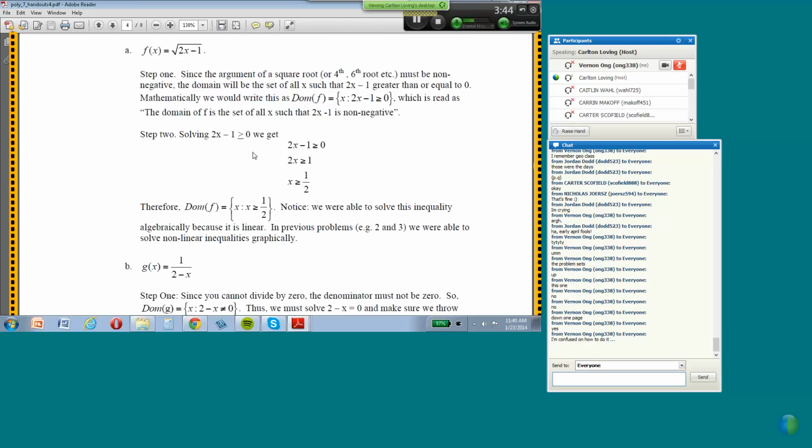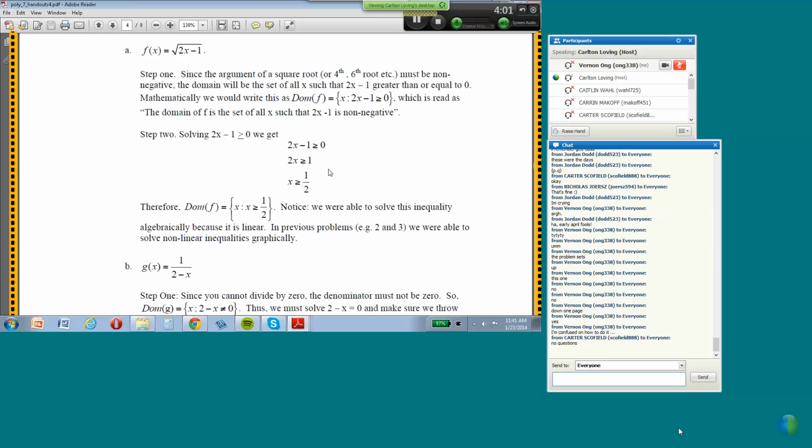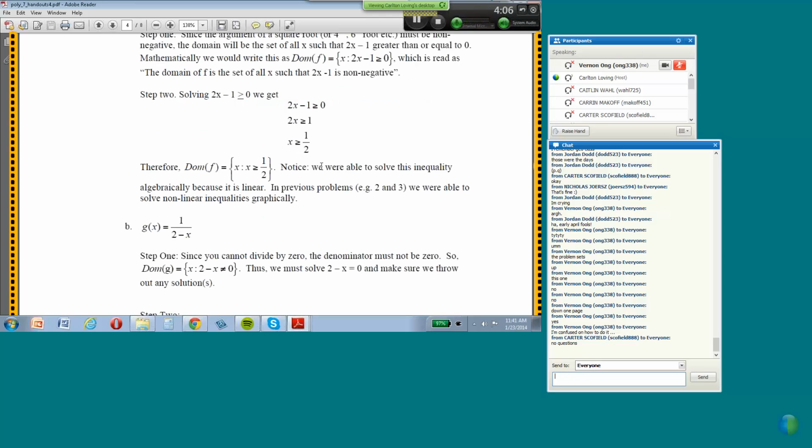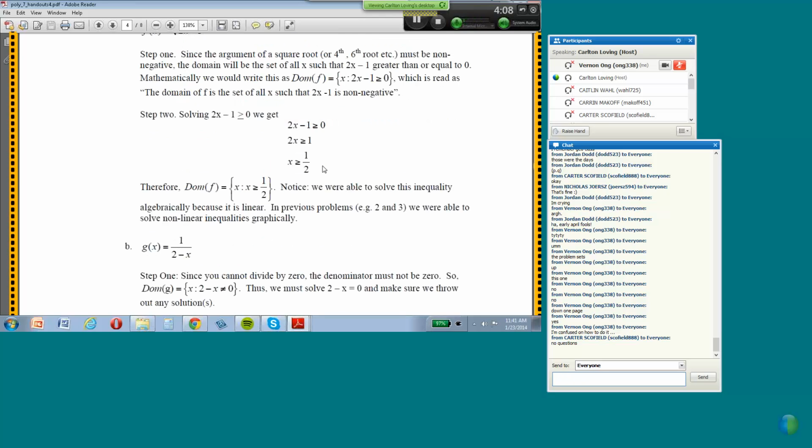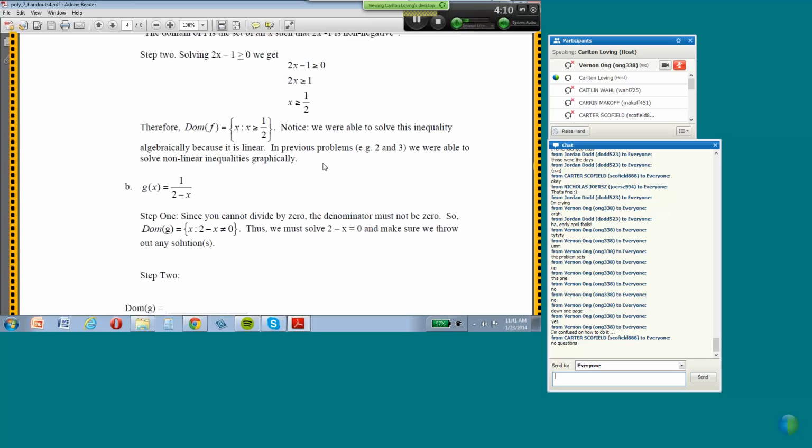Any question on why the radical is gone and why they're just focusing on what's inside the radical, and then they're solving the inequality and getting x is greater than or equal to 1/2? Anybody have questions on this so far? Okay, which is easier than what they throw at you down below, but okay.